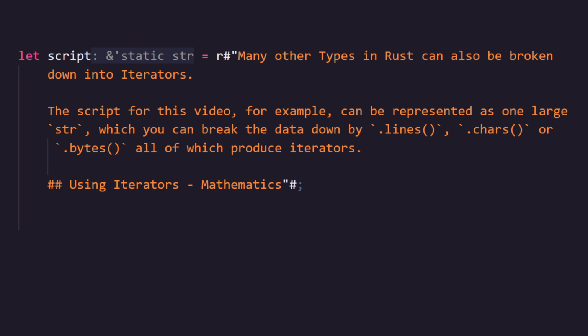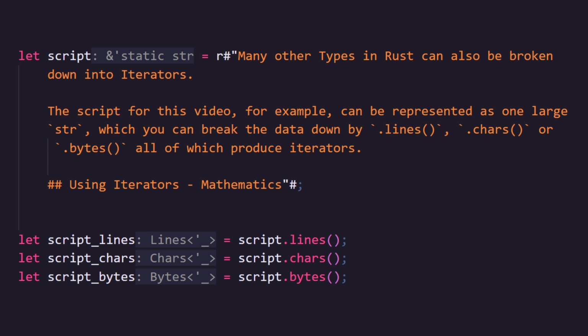The script for this video, for example, can be represented as one large string slice. You can break a string slice down by lines, chars, or bytes, all of which produce iterators.